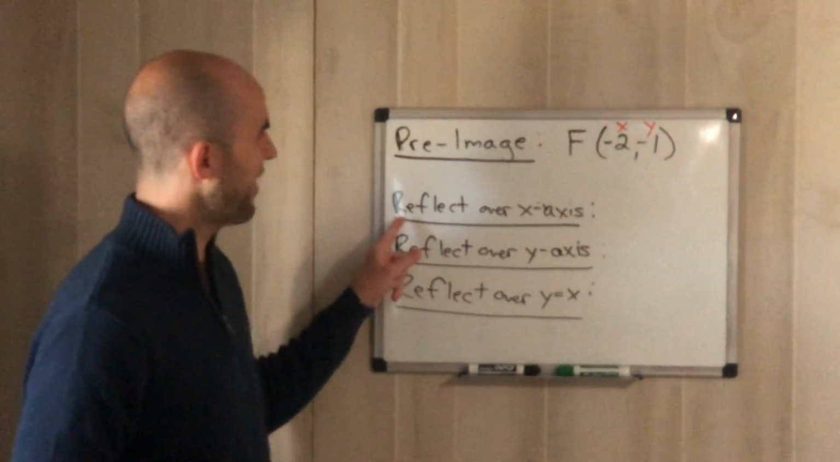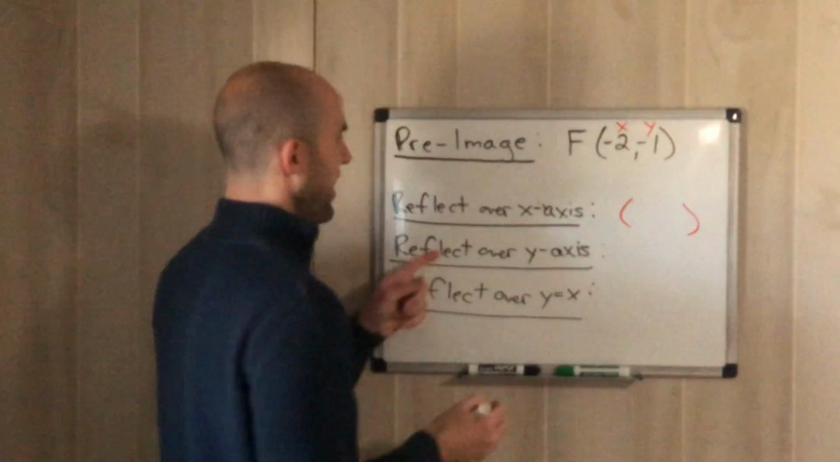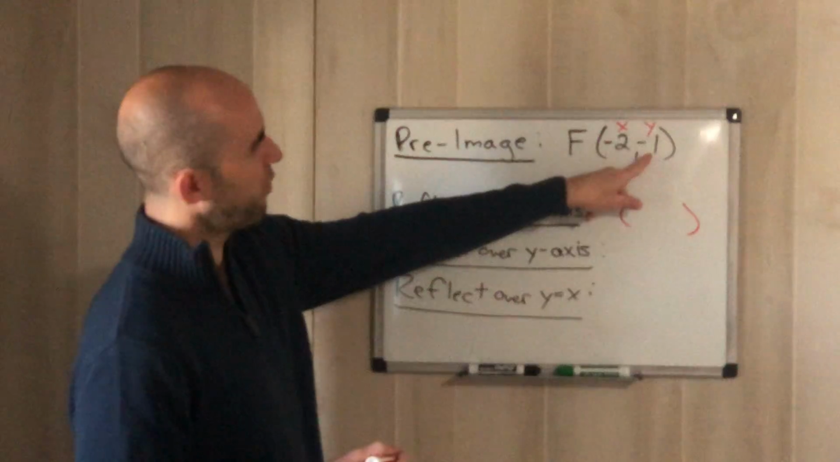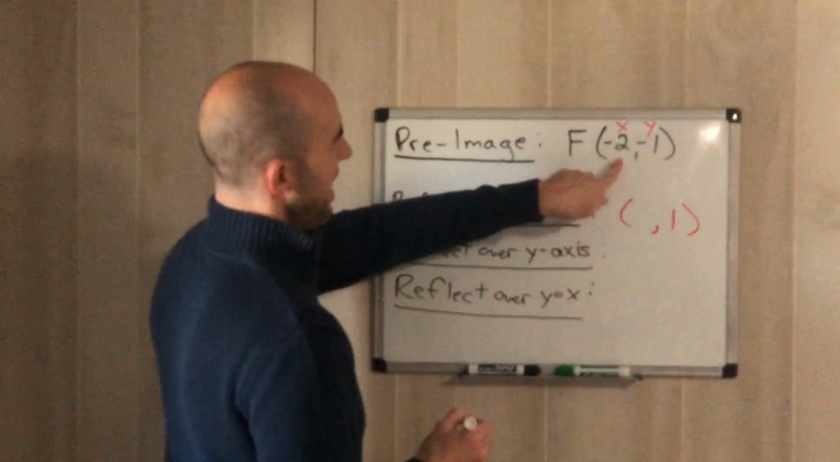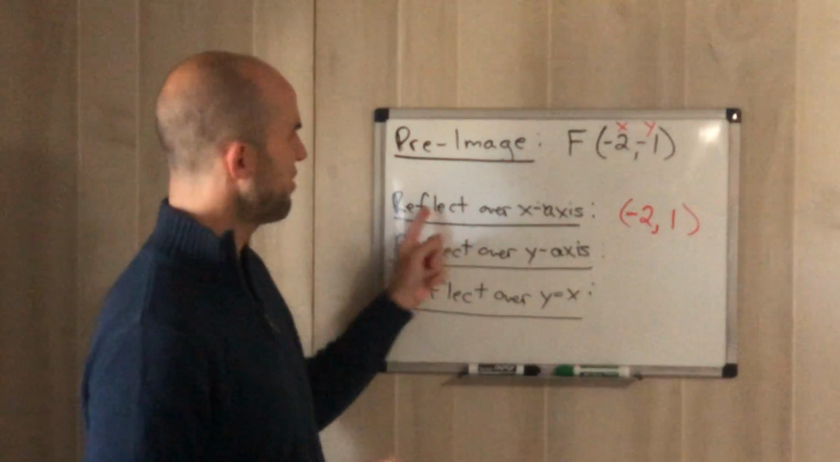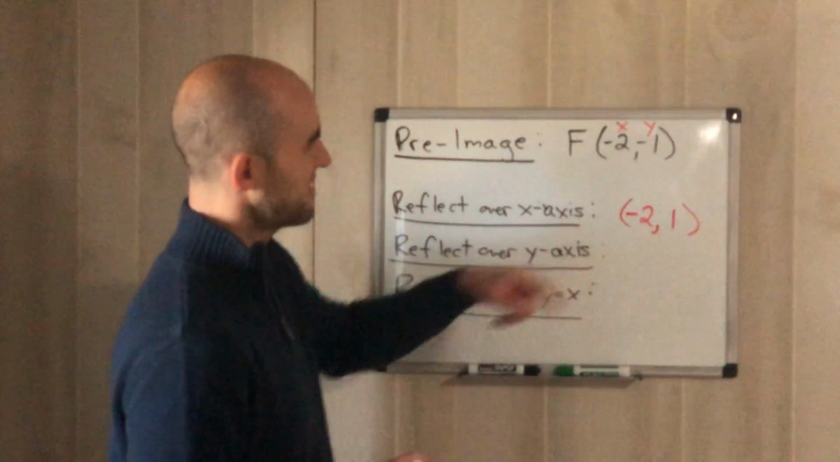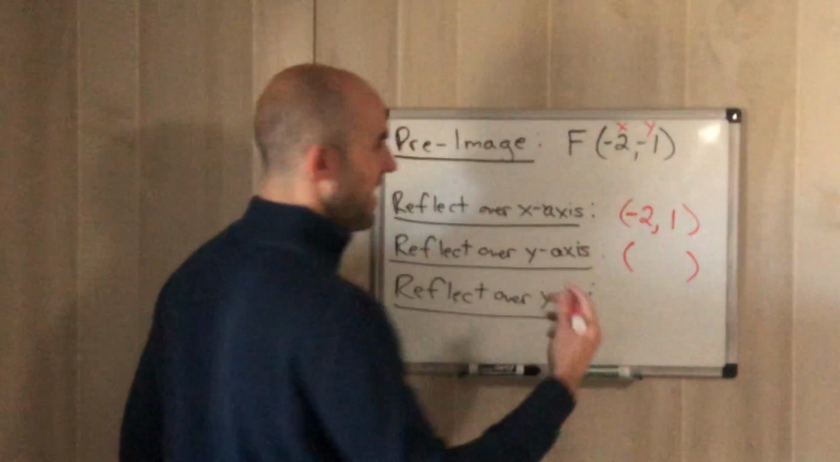So when we reflect over the x, again, you change your y, right? You just change the y. If the y is a -1, it's going to become positive, right? And then x stays the same. And it makes sense, right? When you reflect over the x, you just change the y. X stays the same. When you reflect over the y, you just change the x, right?